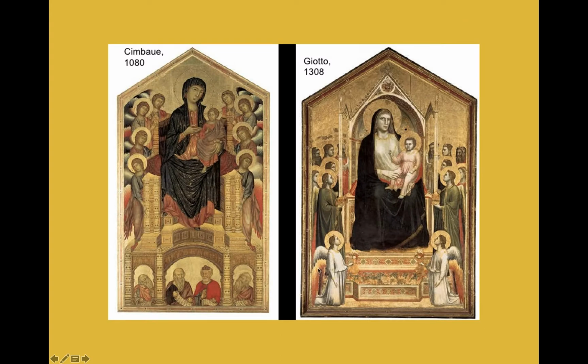So what we're going to do next is look at this painting and this painting, and I want you to look at the difference. This is a painting of Mary and the baby Jesus, done by an artist called Cimabue. Yes, that is really how you say his name, Cimabue. And this is a painting of Mary and the baby Jesus by Giotto.